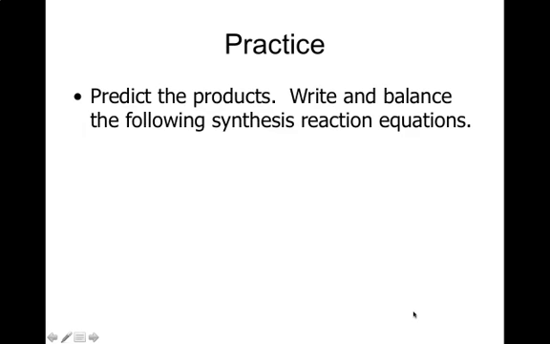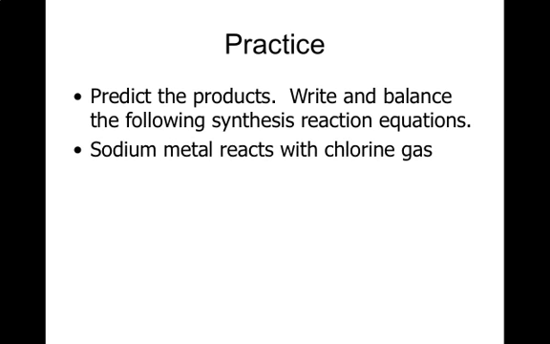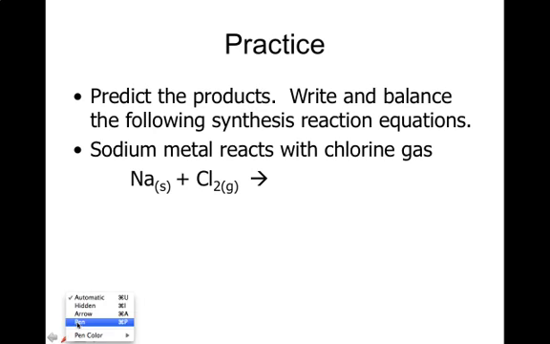Let's do some practice. Predict the products and write and balance the following synthesis reaction equations. Sodium metal reacts with chlorine gas. We have sodium metal reacts with chlorine gas, then what's the product going to be? We're going to go together to form sodium chloride. Okay, and if it's a solid and that's a gas, then the sodium chloride is going to be a solid.